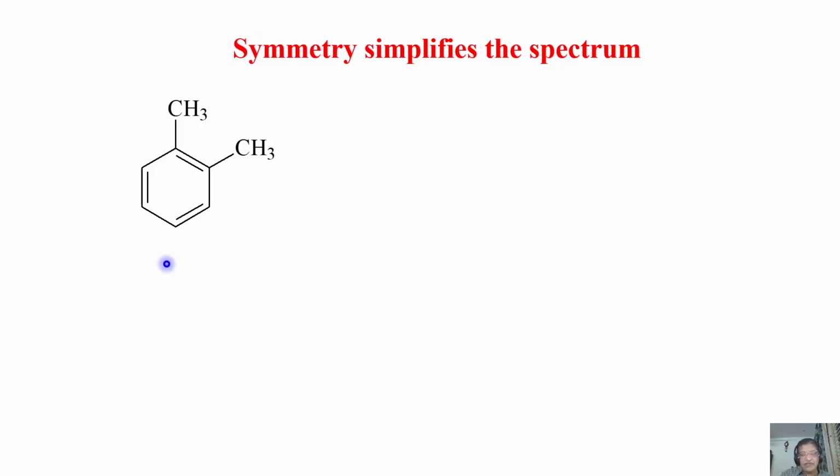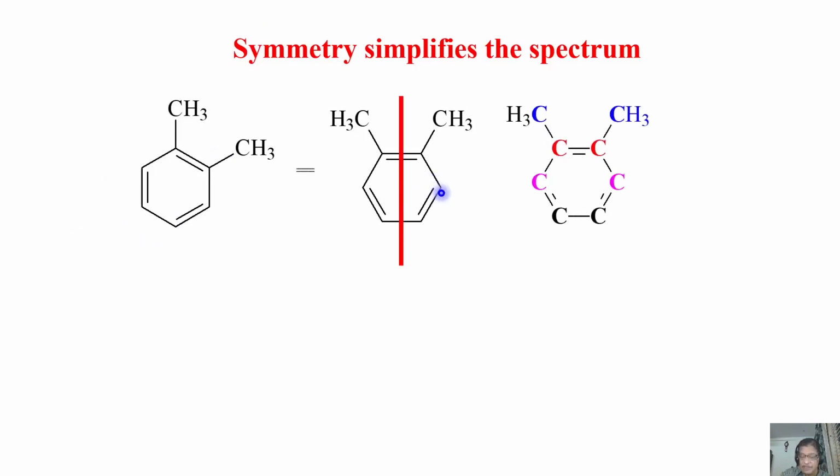Okay, look at this molecule. Is there a symmetry axis? Of course, there is a symmetry axis along this. I have just tilted the molecule like this. And how many carbons are there in this molecule? This and this are equivalent. This carbon and this are equivalent. This and this are equivalent. This and this are equivalent. So 1, 2, 3, 4 different types of carbons are present here. 4 peaks you get. That's all.